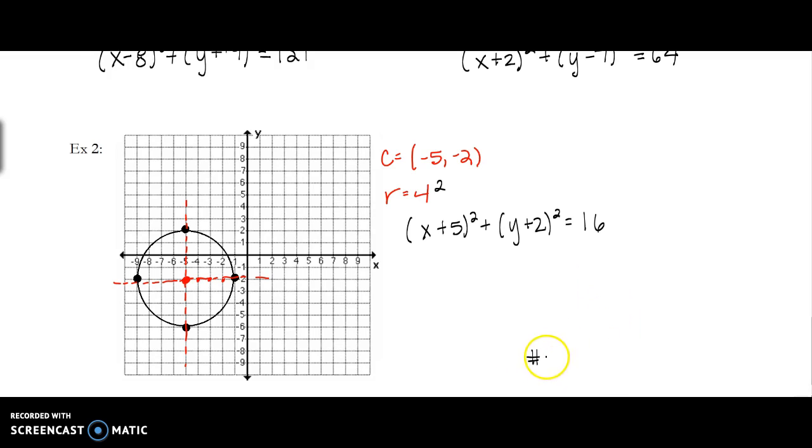Your homework is numbers 11 through 22. So go ahead and try those, and we'll go over the answers tomorrow in class.